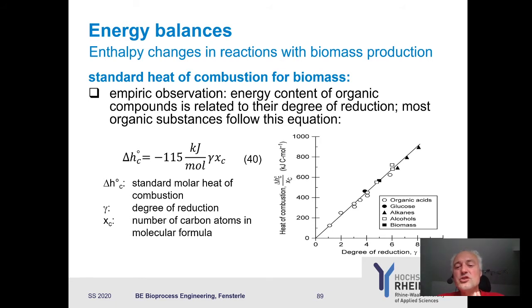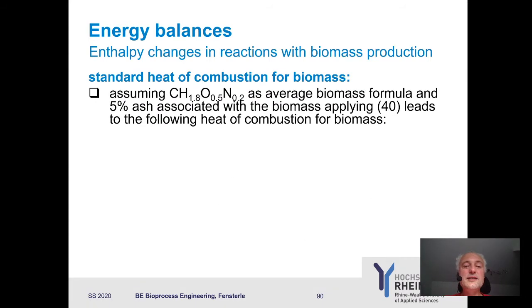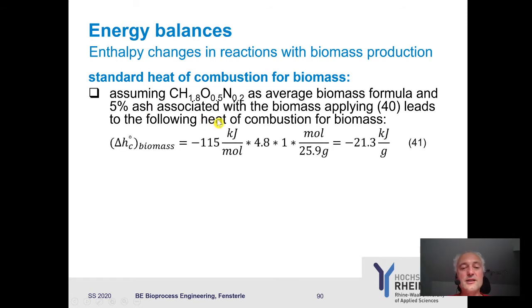Of course, it's not absolutely exact, and for an enzymatic reaction this might not be an ideal way, but for what we are talking about, if we talk about growth, then this is fine to come up with these estimations. What is then the standard heat of combustion for biomass? If we use this average biomass formula and we assume that we have 5% ash, then we can come up with the following standard heat of combustion.